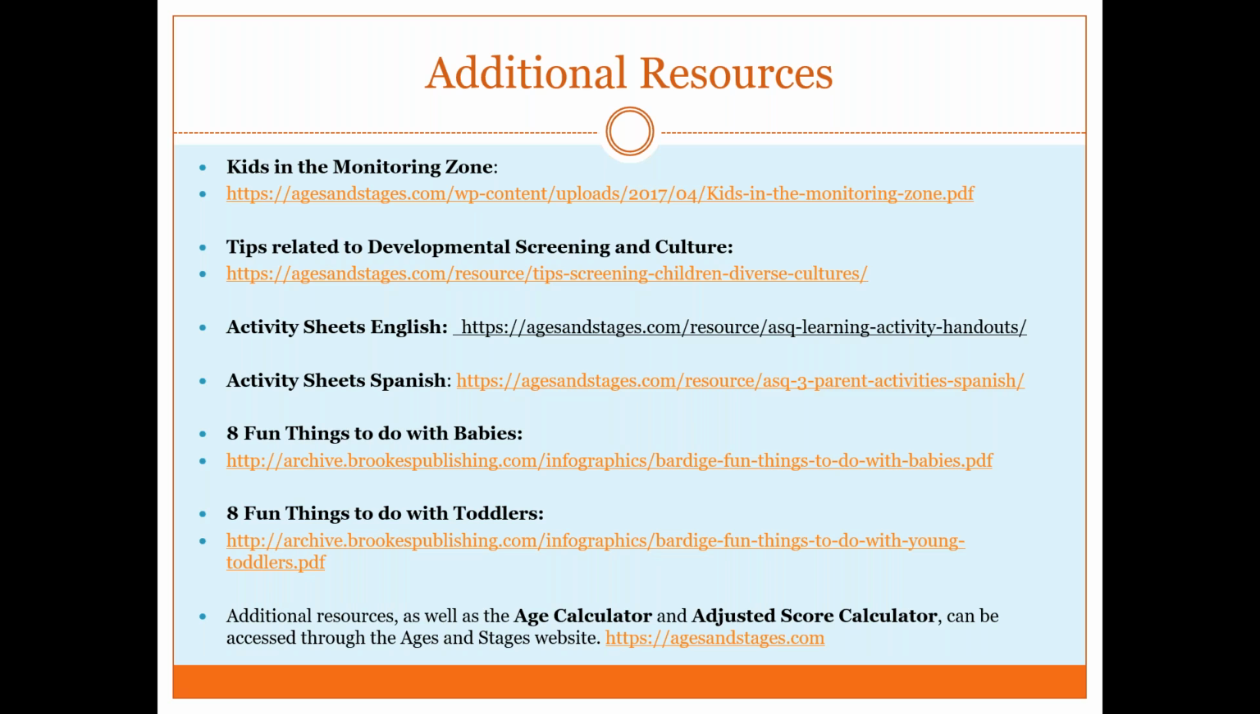There are activity sheets in English and Spanish. There's also "8 Fun Things to Do with Baby" from Brookes Publishing, and this helps once again with parent involvement and child development activities that parents and children can do together, and there's one for toddlers as well. And then at the bottom of the screen, once again, you can go to the Ages and Stages website and see the age calculator and the adjusted score calculator, along with many other resources available to you to help in this process.